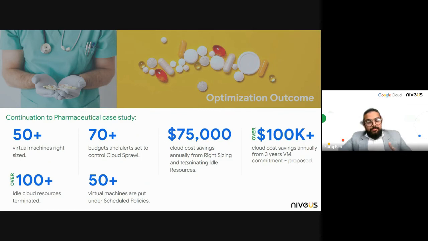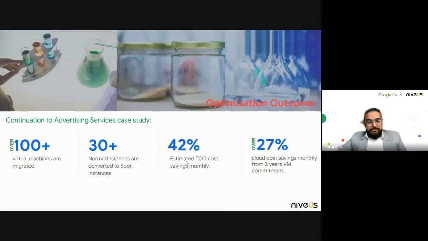And once we do the right sizing and terminate the idle resources, once you have the cloud refined, then we have to definitely look towards the commitment. The proposed savings annually from a 3-year commitment were more than $100,000.